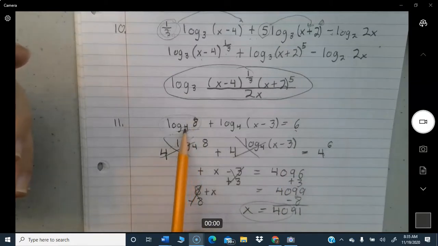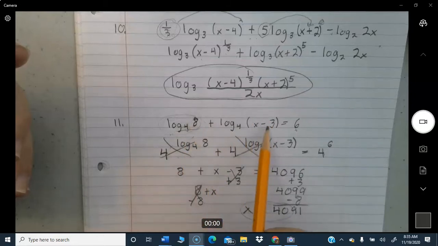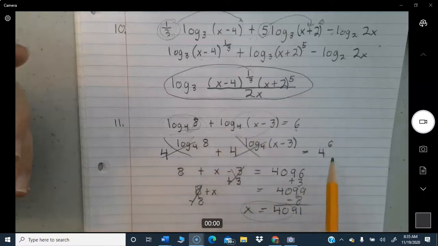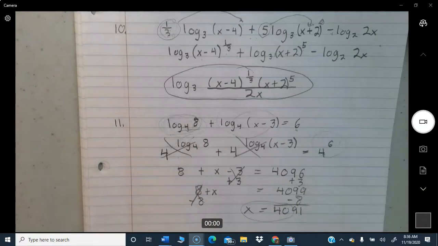You have a log of 4, you have a log of 4. The way you can get this out of that is by creating an inverse. Raising 4 to this power, raising 4 to this power, and then you have to do the same thing on the other side, 4 to the 6th power. And these just cancel out. The 8 comes out, the x minus 3 comes out, and bam, you're done with your problem. Okay, so number 11 on the test is just like that. Okay, let's keep rolling here.